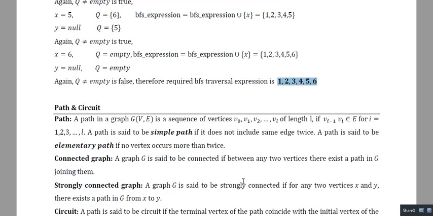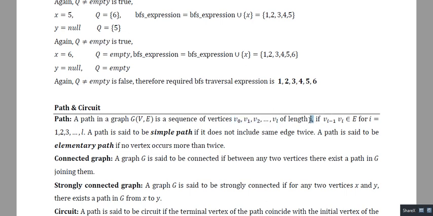Okay, so let me come to a very important concept of graph theory, called path and circuit. A path in a graph G with set of vertices V and edges E is a sequence of vertices V0 to VL. This path has length L. It contains edges like V0 V1, V1 V2, V2 V3, and so on up to V(L-1) VL. If this happens, then V0 to VL is a path of length L.